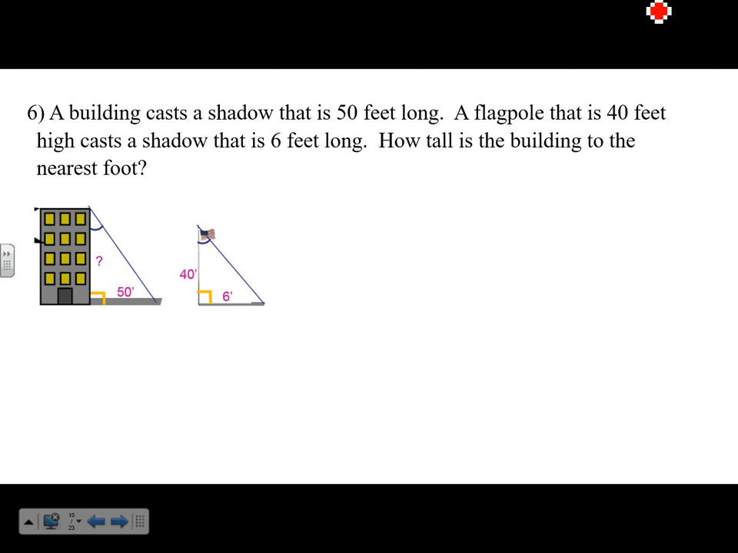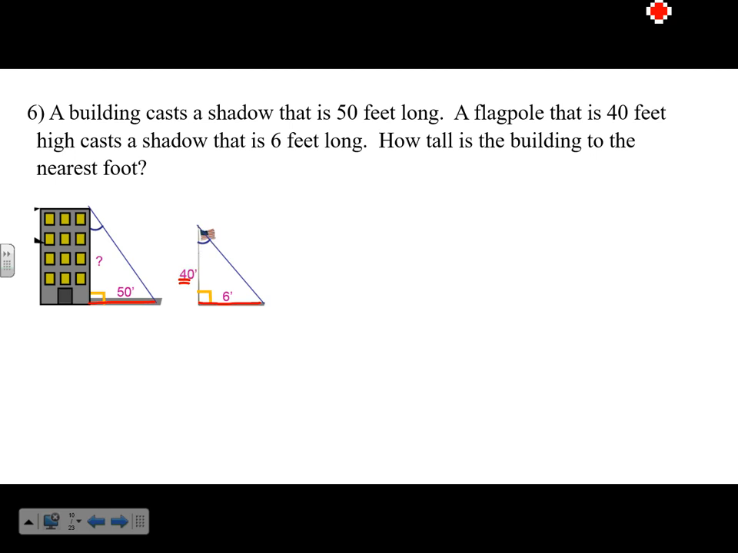So a building casts a shadow that's 50 feet long. A flagpole that is 40 feet high casts a shadow that's 6 foot long. How tall is the building? So we can use this proportion. We have a flagpole, its shadow is 6 foot. The building, the shadow is 50 foot. We know the flagpole is 40 foot high, but how tall is the building? Well, you're going to set up the proportion.